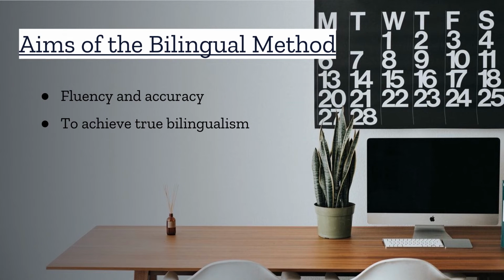The aims of the bilingual method are to make the learner fluent and accurate in both spoken English and written English. It also aims to prepare the learner to achieve true bilingualism. True bilingualism in the sense the speaker would have equal competencies in both the languages. This method allows the use of mother tongue, but that is strictly controlled, and it is used only for the translation of the concept.